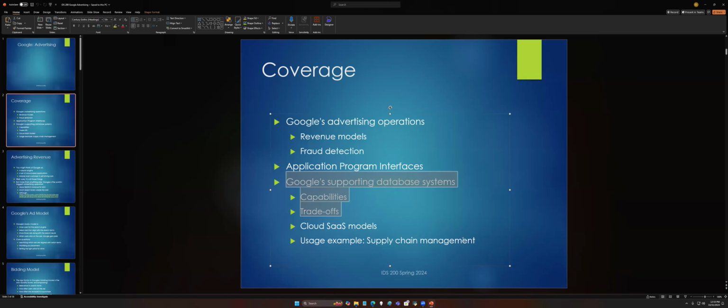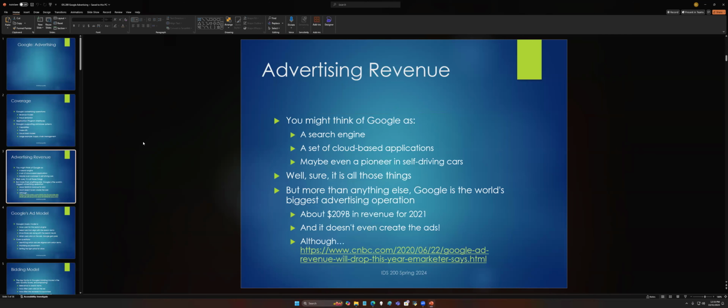And eventually, we'll talk about Google supporting database systems, which the advertising system is built on. So let's just get into it.